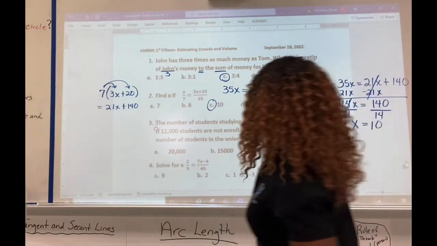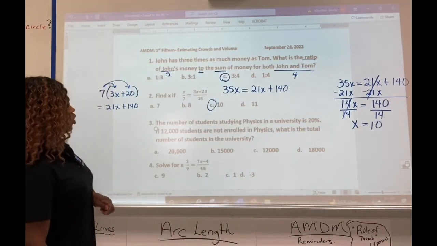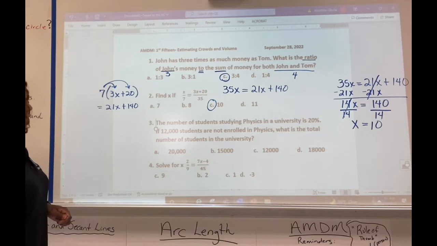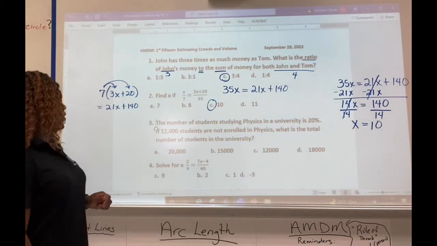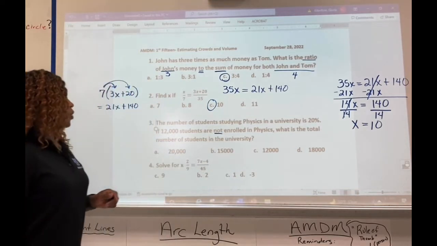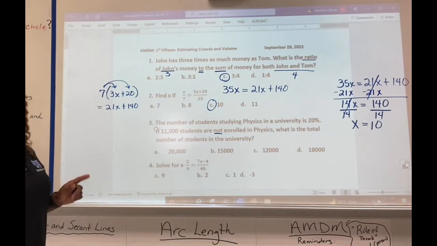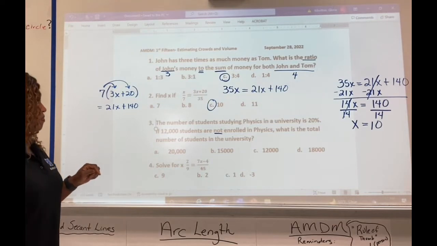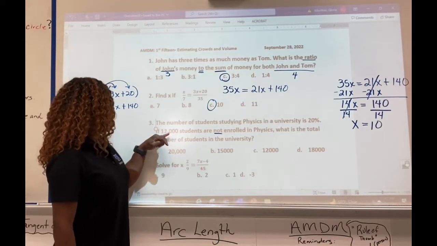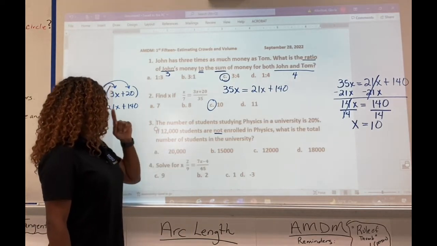Number 3. The number of students studying physics in a university is 20%. If 12,000 students are not enrolled in physics, what is the total number of students in the university? Now for this problem, let's look at that percentage that they give us. We have 20% of the students taking physics.